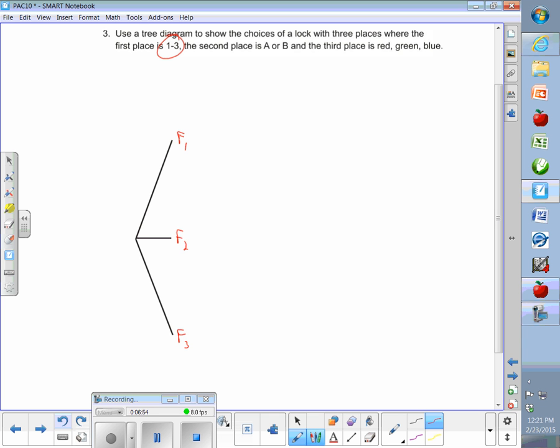There's no right way or wrong way to call the first item. I'm just thinking the first place, so I put F's. The second place, I'm going to use S's.